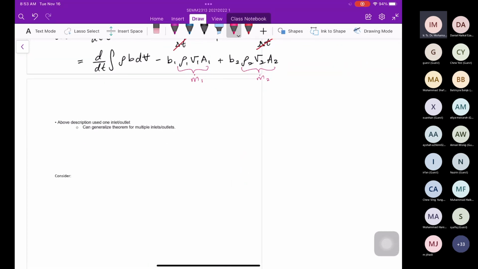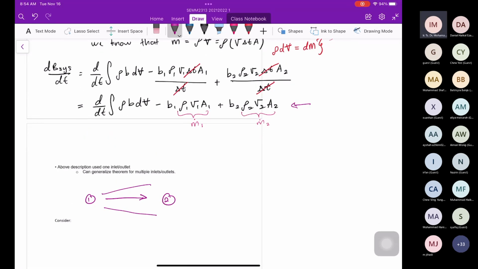So the above equation, the above description, uses one inlet and one outlet. Okay, this one: at the inlet we have a nozzle, this is 1 and this is 2, we have the flow. This can apply to this equation.